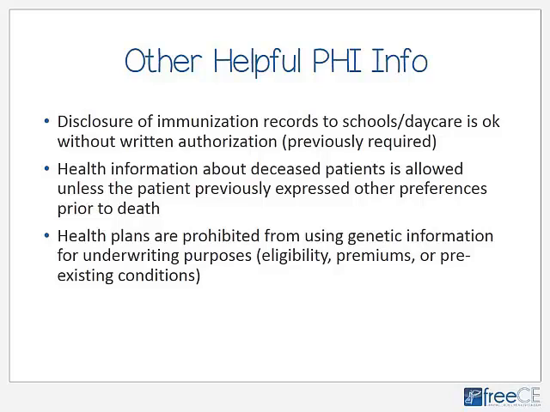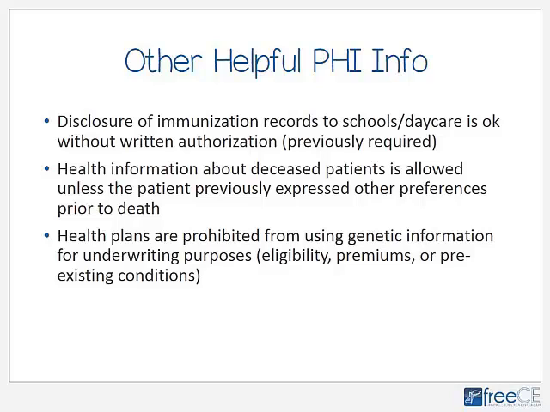Health information about deceased patients is allowed unless the patient previously expressed other preferences prior to their death. So unless the covered entity knows that disclosing any health information would be inconsistent with the decedent's previously expressed preferences, then releasing that information is okay. The amendment of the rule also removes all protections on PHI of persons who have been deceased for 50 years.